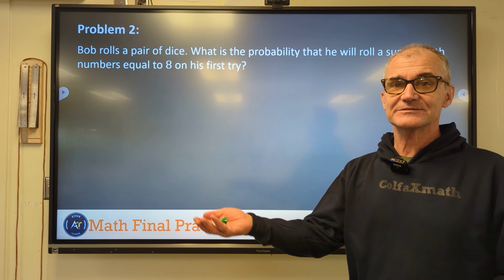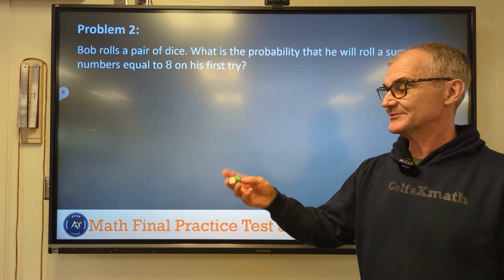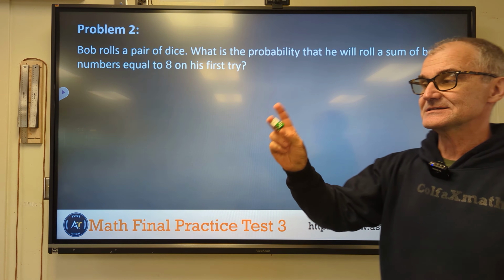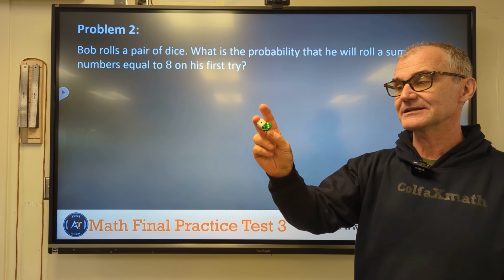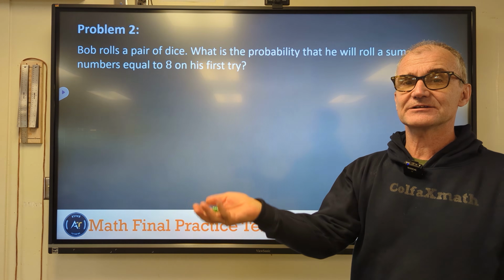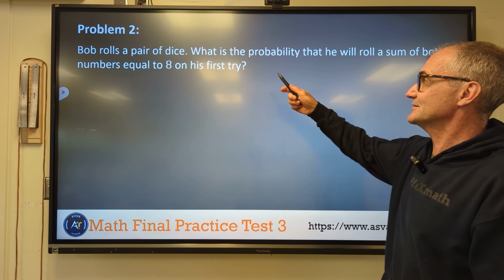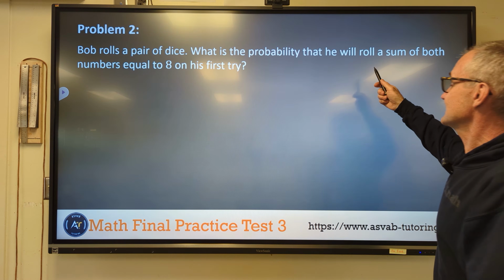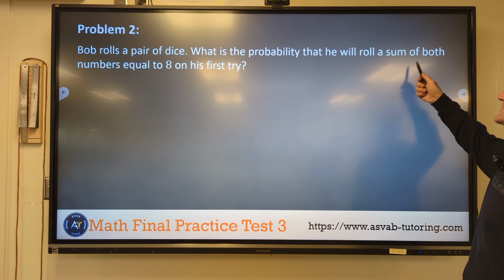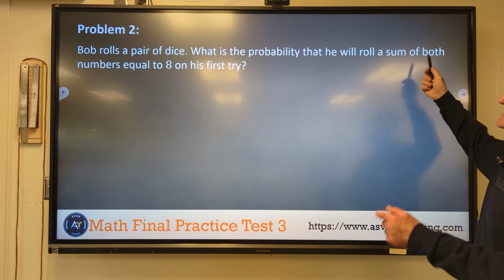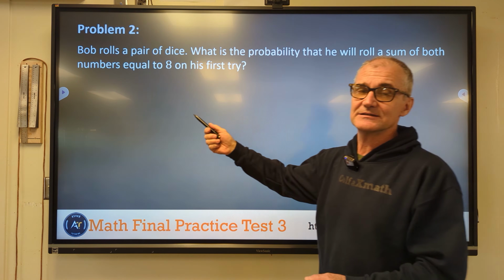Okay, problem number 2 is a set of dice. Bob rolls a pair of dice. It's usually these 2 dice right here. It's nice if they're a different color to give you an idea of what the outcomes are going to be. Bob rolls a pair of dice. What's the probability that the 2 numbers that show up sum to 8?